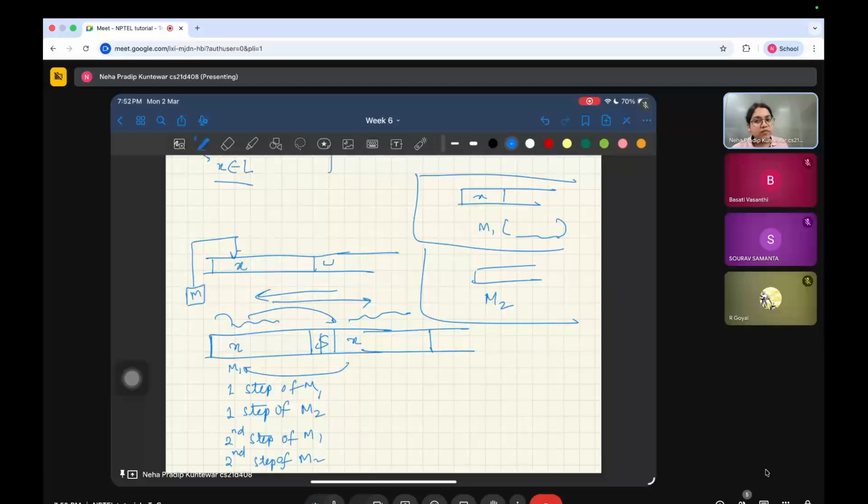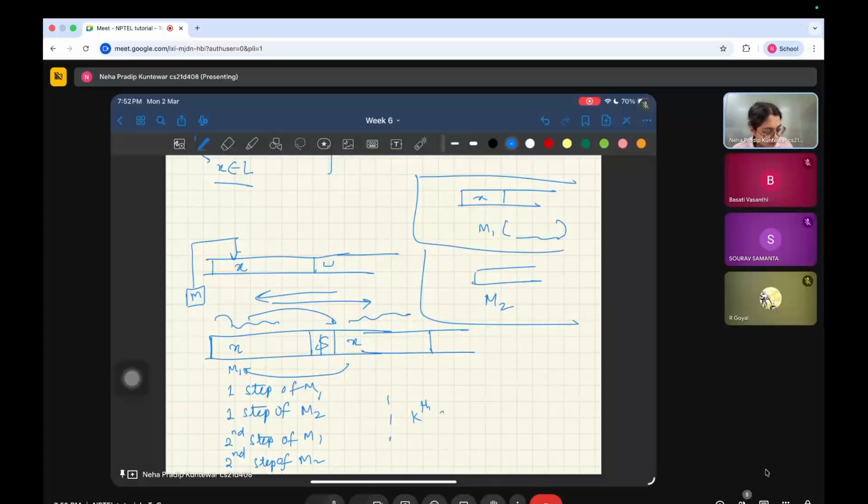So if x is either in L of M1 or in L of M2, then at some kth step it will accept, and then you will end up accepting. But if x is neither in L of M1 nor in L of M2, then this machine might also end up in a loop.